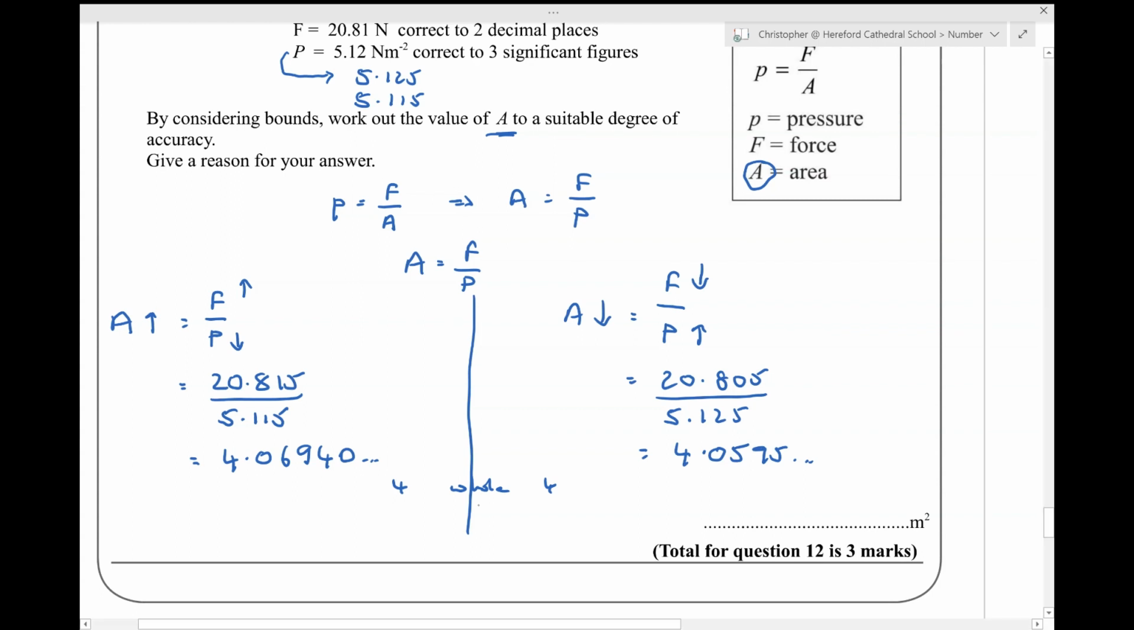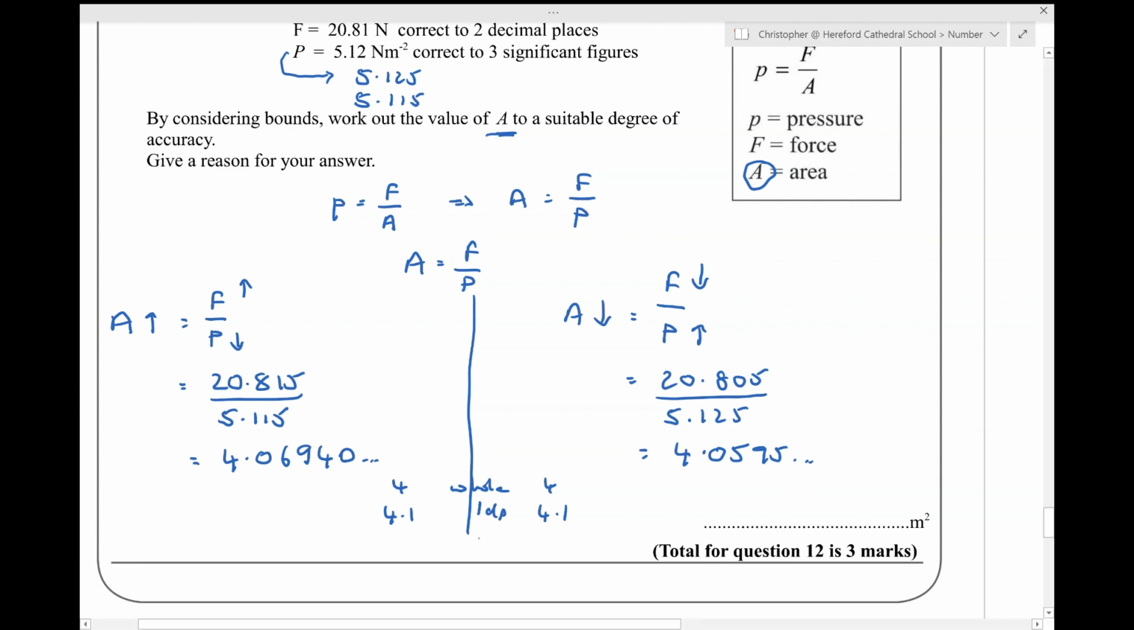Let's go to one decimal place now. On the left, if I put that number to one decimal place, I get 4.1. So the upper bound of A is 4.1 to one decimal place. And the lower bound of A, look at that, 4.05, that's also 4.1 to one decimal place. So I can tell you for sure that A is 4.1 to one decimal place.